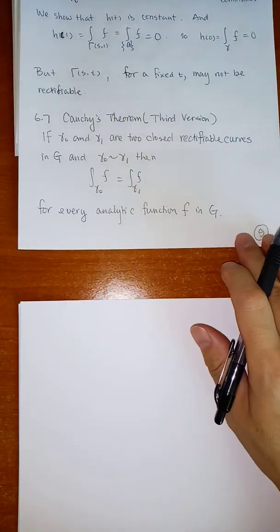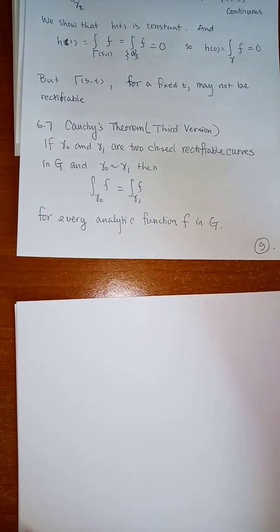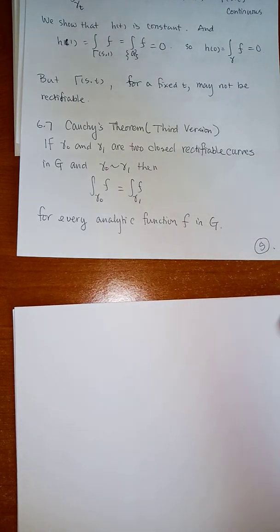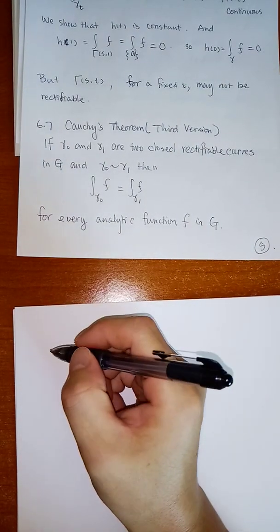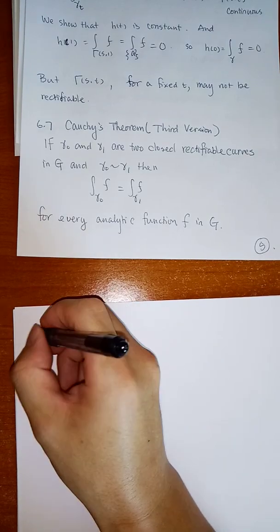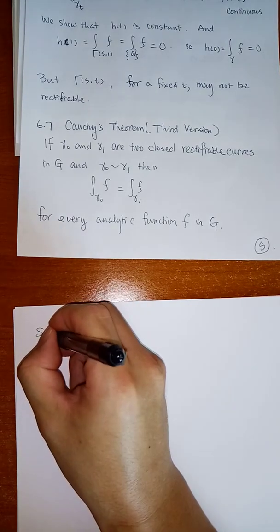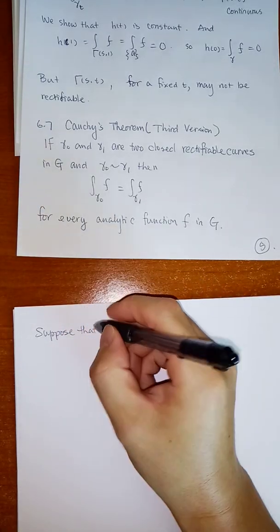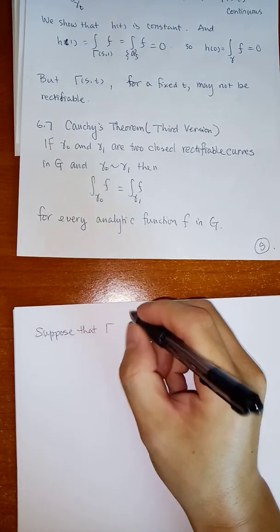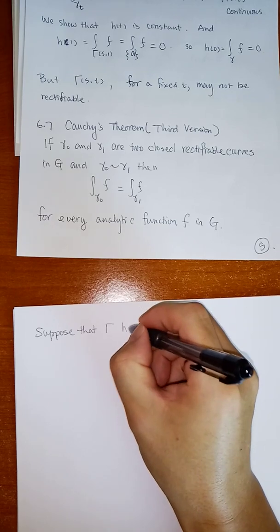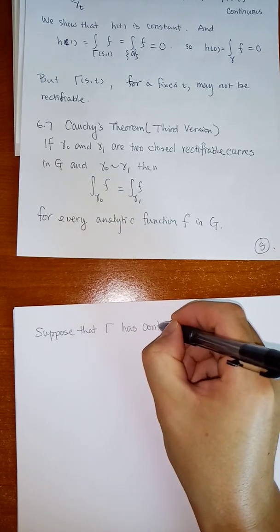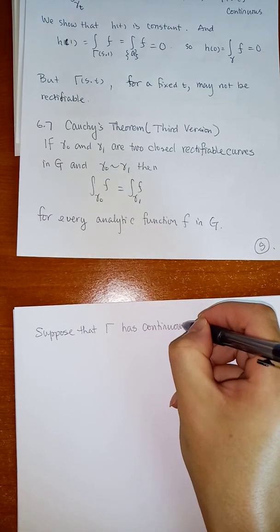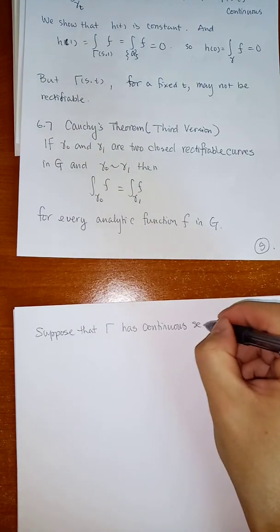There are two proofs. The first proof is a special case. Okay, so we want to put some strong condition. Assume or suppose that capital Gamma has continuous second partial derivatives.